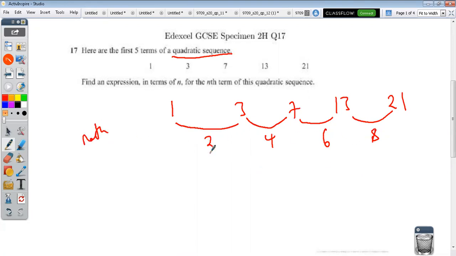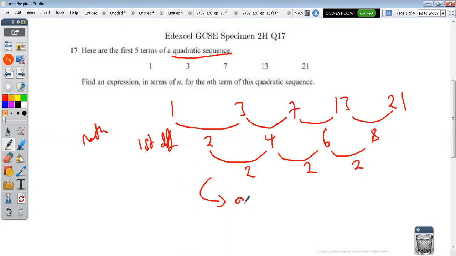We go to this, so this is the first difference. We go to the second difference. What's the second difference? 2. 2. 2. When this happens, it means it's a quadratic sequence. The quadratic sequence is in the form of your quadratic formula, an squared plus bn plus c. Follow me? It follows that formula. So the challenge is we have to find what a is, what b is, and what c is.